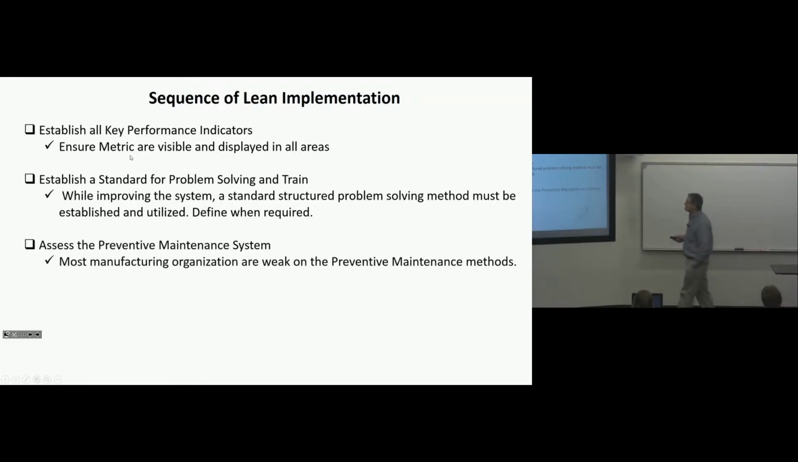Assess the preventive maintenance system. Most manufacturers are weak on the preventive maintenance method. I've seen this quite often. You can walk into it. You've seen it as well. You can walk into a tier 1 international global company, auto supplier, and it's remarkable of how it's missing basic fundamental systems.